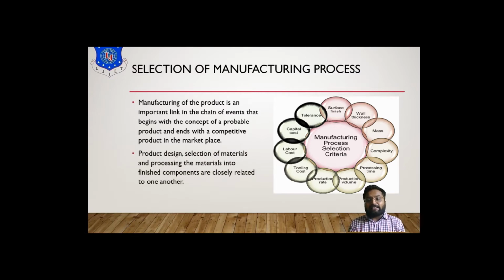The product design, selection of material, and processing of the material into a finished component are always closely related to each other. It means that ultimately, when you are selecting the manufacturing process and designing, material selection is directly connected to the manufacturing process and its selection.